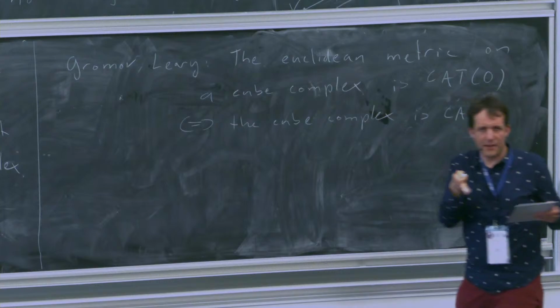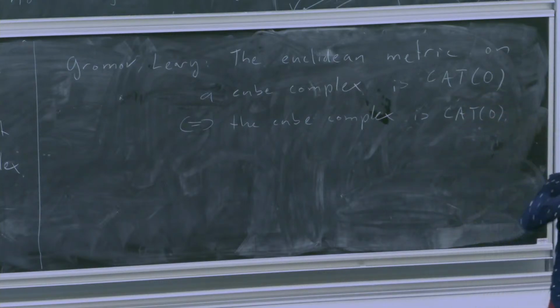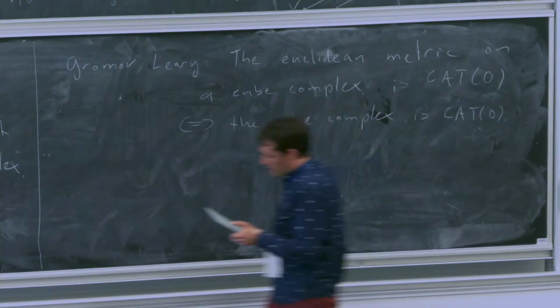So if you have a cube complex, you can equip it with the Euclidean metric. Each cube has the Euclidean metric, and you can extend it through the whole complex. And it turns out that the metric notion of being CAT(0) is the same as this combinatorial definition of being CAT(0).